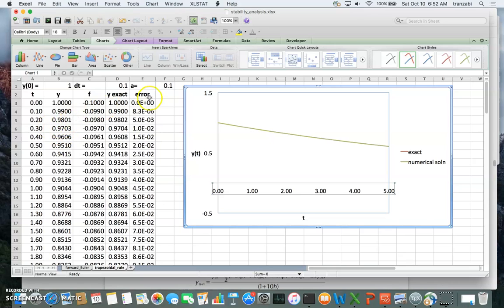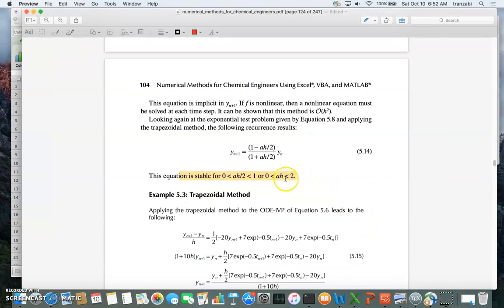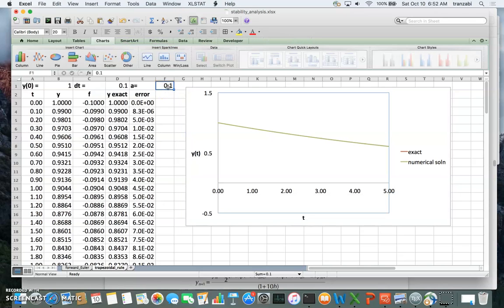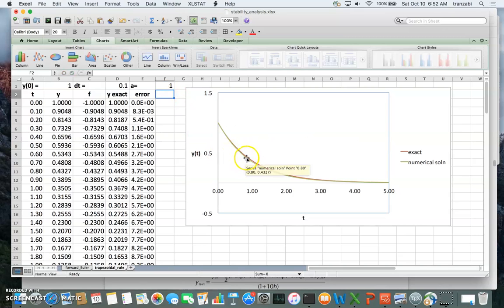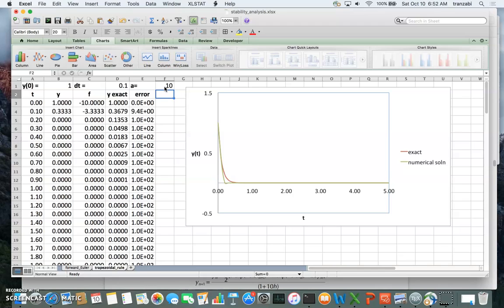I just want to show you that if a times h is not within this interval, then the solution is going to be unstable. So 0 to 2, remember that. a times h, which is now 0.1 times 0.1, is definitely between 0 and 2. So I'm going to increase this to 1. And you see the difference between the exact and numerical solution. It's a bit more now. I'm going to make it 5. Okay, I'm going to make it 10. So right now, a times dt is just 1. It's still less than 2.